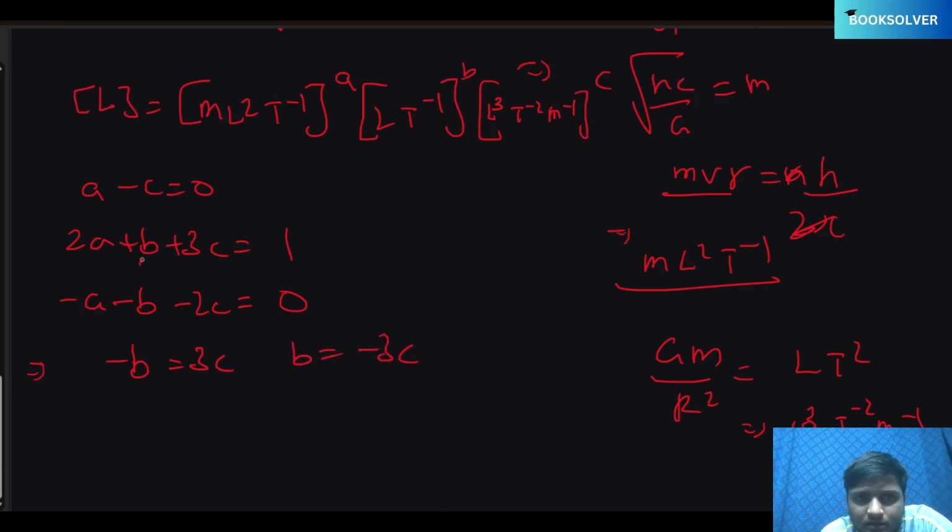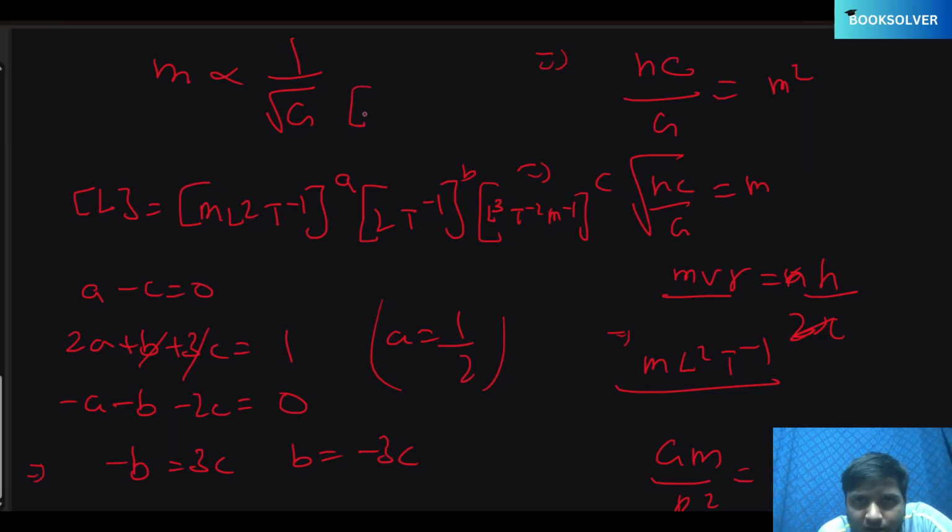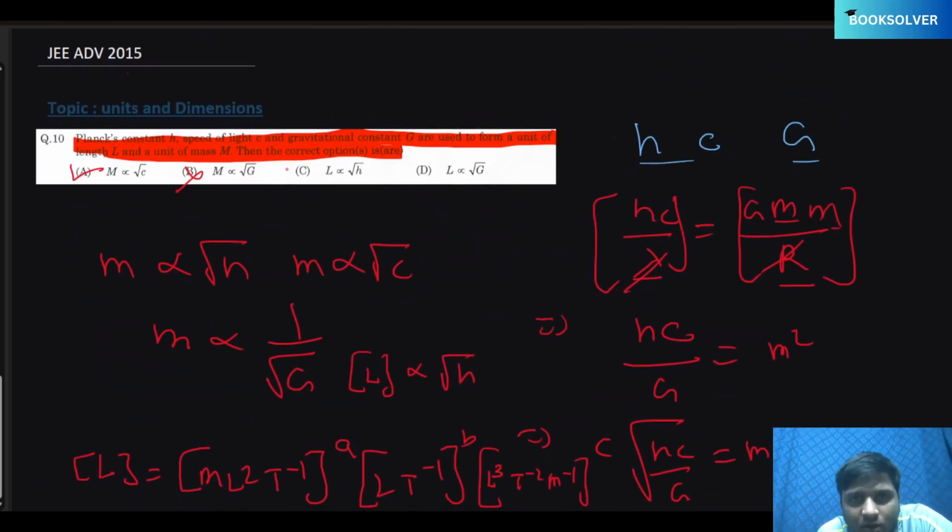Putting these in, things get cancelled, so a equals 1 by 2. It means that length is directly proportional to root under Planck's constant. So it is proportional to root h. So yes, option C is matching here.